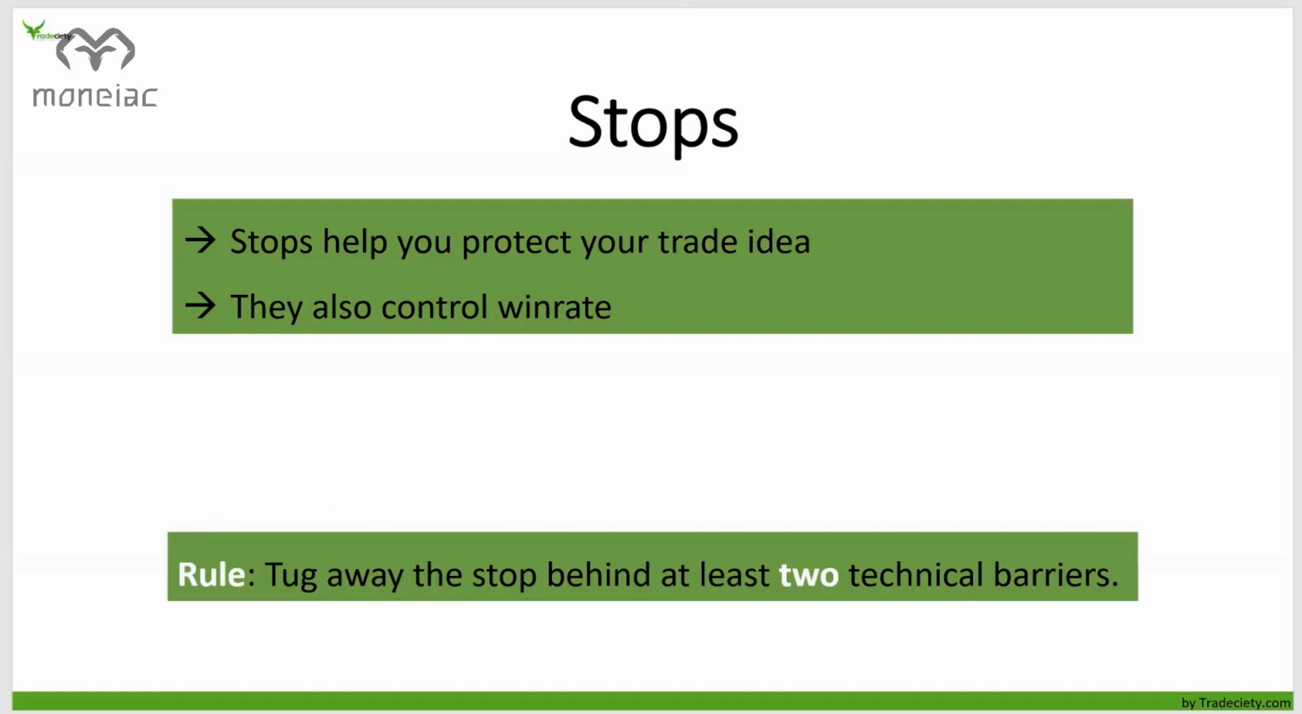And the rule for stop loss placement that I am using is that I want to place my stop loss behind at least 2 technical barriers. And those, as we will see, can be horizontal breakout levels, so support and resistance. It can be a trend line or our 50-period moving average.